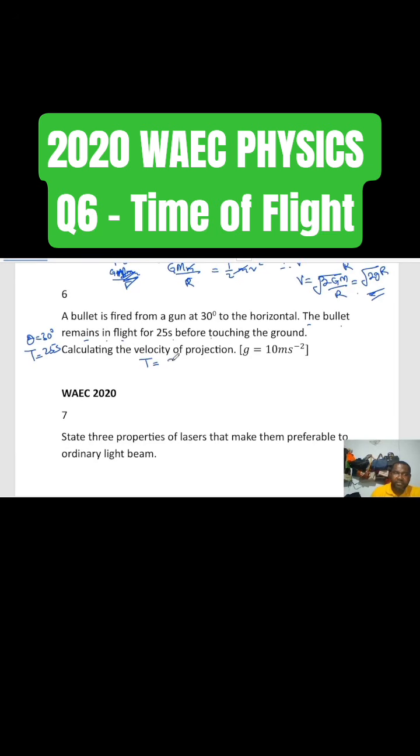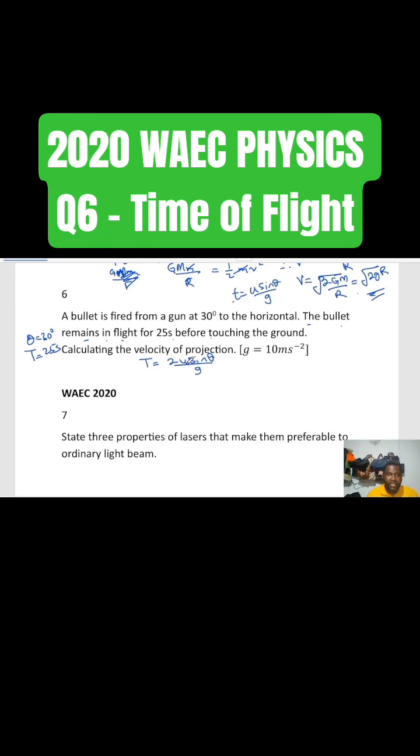The formula for time of flight is simply 2u sine theta over g. Okay? I don't want you to mistake this with time taken to reach the maximum height. The time taken to reach the maximum height is simply u sine theta all over g. That's the formula for the time taken to reach the maximum height. But the total time of flight is 2 times that value. So that's why we have 2u sine theta over g. Okay? But in this question we are asked to find u.